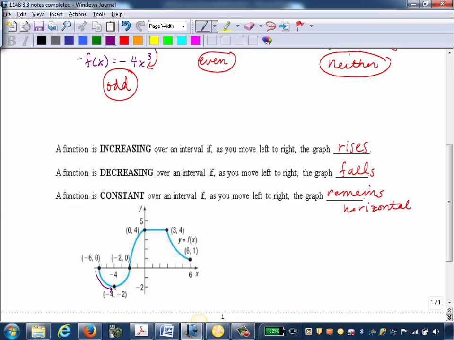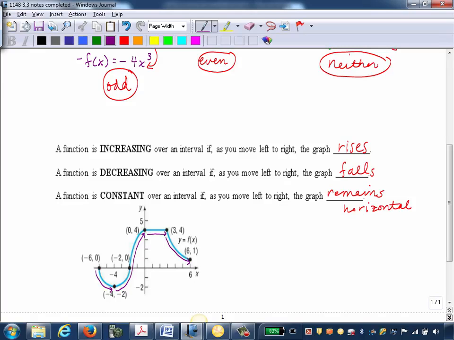But once I hit this dip in the graph, it turns around and it starts to rise. And it rises until I hit this point, 0, 4. Then at 0, 4, the graph flattens out. It remains horizontal, so it's constant until we hit the point 3, 4. And then at that point, the graph starts to fall again, all the way until you reach the rightmost point, which is 6, 1. So it's decreasing from the point 3, 4 to 6, 1.